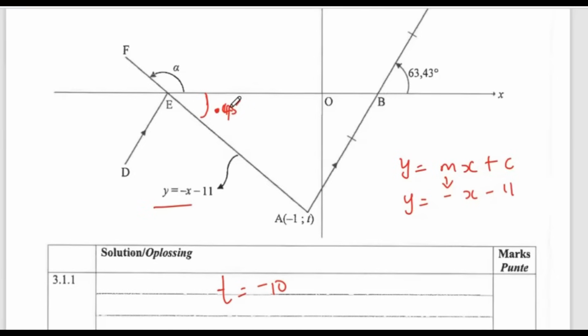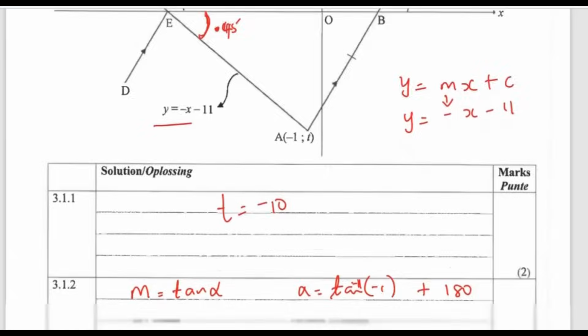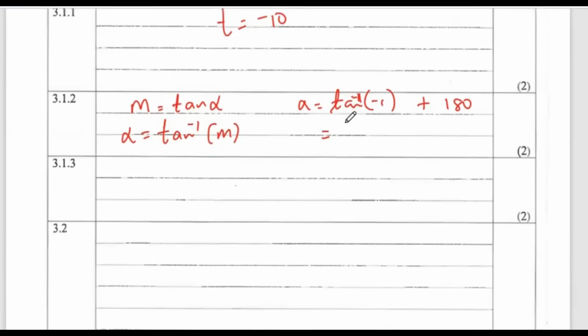Negative, but that is a 45 down there. And then since angles on a straight line add up to 180, I must just add 180 or subtract from 180, and then I get the answer. So that's negative 45 plus 180, then I get 135 degrees. So that is my alpha.